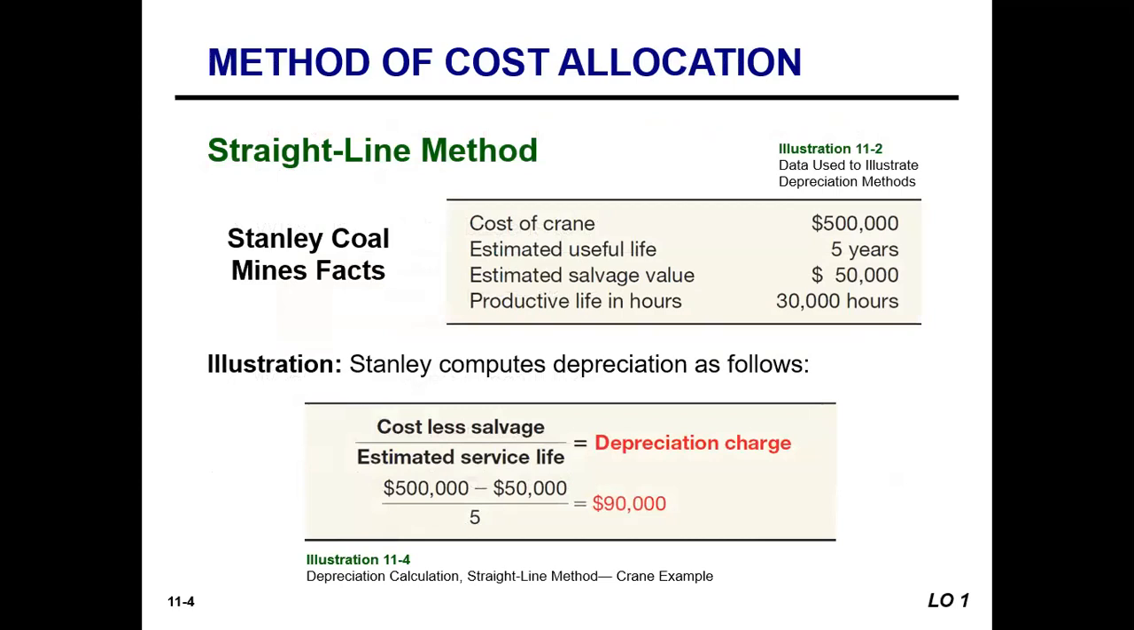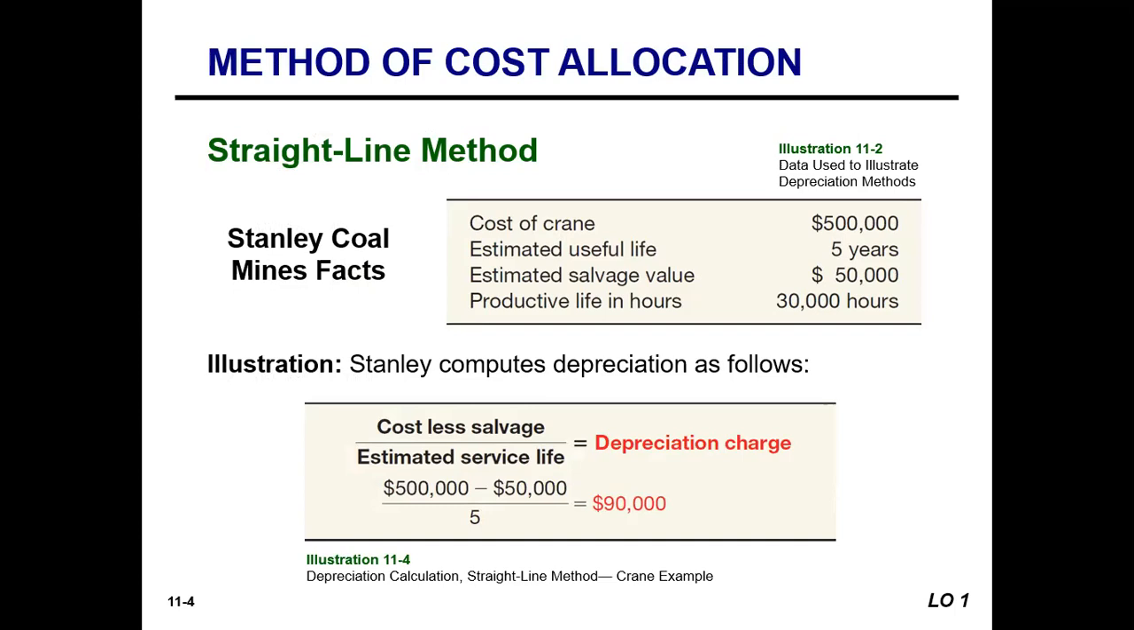All right, so the straight line method, again, this is one that we have seen hopefully before. We remember this from principles of accounting. The formula for this is the cost minus salvage value divided by useful life in years. So in this example, we have a crane that cost 500,000. Estimated useful life is 5 years. Estimated salvage value is 50,000, and then productive life in hours, 30,000 hours.